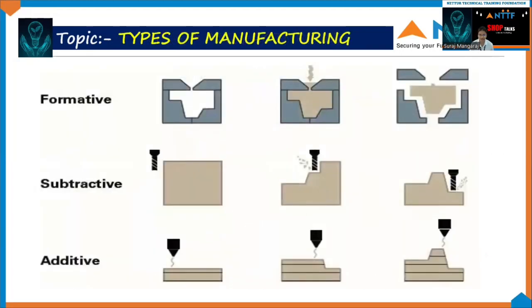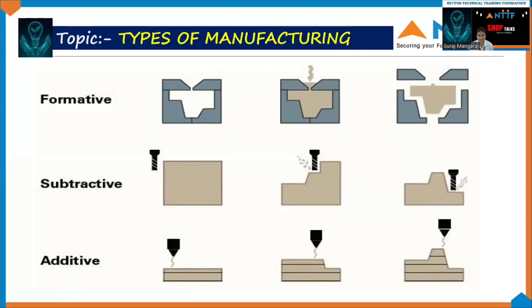So let's come to our second point. What are the types of manufacturing process? Mainly there are three types of manufacturing. They are formative manufacturing, subtractive manufacturing, and additive manufacturing. As you can see in this diagram, you can understand the terms. Let us come to our first, formative manufacturing.